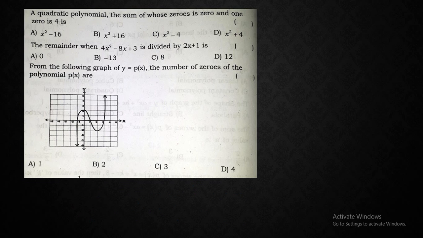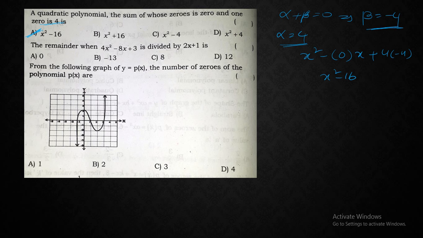Next, moving on to one more question. The quadratic polynomial, the sum of whose zeros is 0. That means alpha plus beta is equal to 0, and one zero is 4. If I consider alpha is equal to 4, then automatically beta will become minus 4. So if one zero is 4, then automatically the other zero is minus 4. So what is the answer? x square minus, sum of zeros is 0, 0 times x, plus the product of zeros, 4 into minus 4. So clearly the answer is x square minus 16.